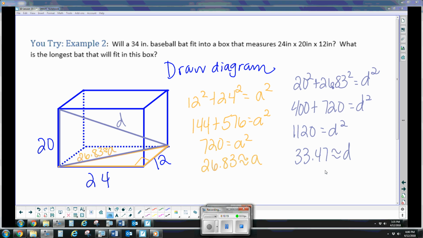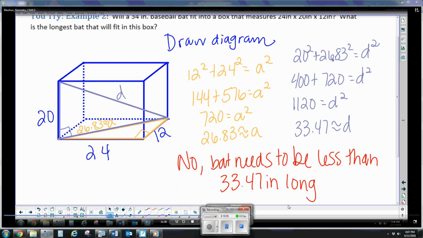And then now you want to focus on that purple triangle that's drawn in. So your one leg is that hypotenuse of the orange triangle. That's one leg of your purple triangle. The height is 20, and then you're solving for the diagonal in order to figure out whether that 34-inch bat will fit. And your diagonal is only 33.47 inches, which is smaller than your 34-inch bat. So no, your bat is not going to fit in this box. It's a little over a half an inch too big.